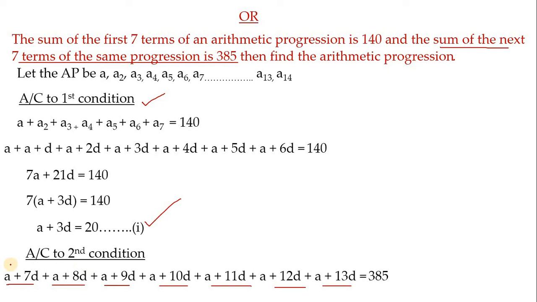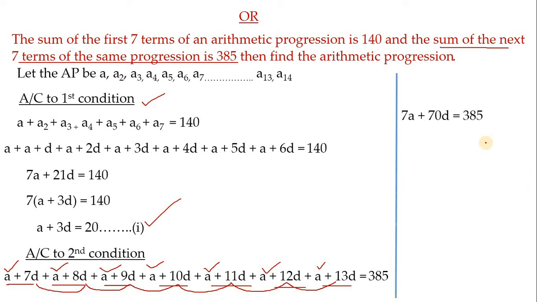Now let us add the A values. 1, 2, 3, 4, 5, 6, 7 A, we will get 7A. How many D's are there? 7D plus 8D is 15D. 15D plus 9D is 24D. 24D plus 10D is 34D. 34D plus 11D is 45D. 45D plus 12D is 57D. 57D plus 13D is 70D. So now we get 7A plus 70D equals 385.